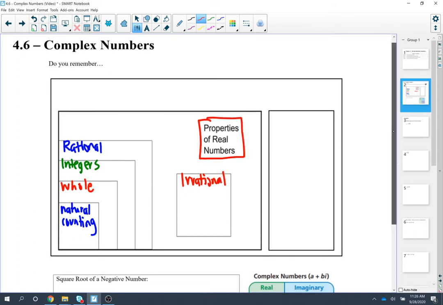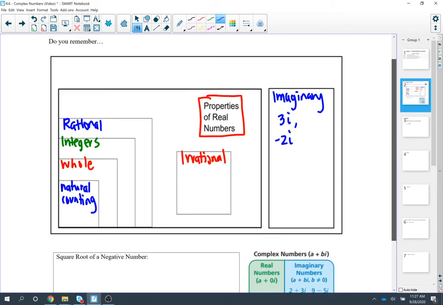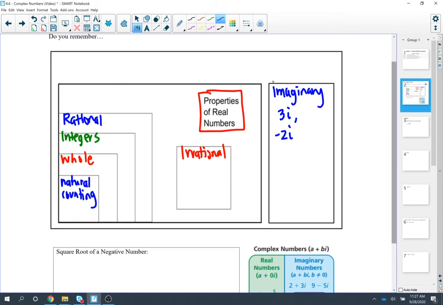So the question then became, okay, well then what's outside that box? And outside that box over here, we have our imaginary numbers. Now, our imaginary numbers are things like 3i, -2i.